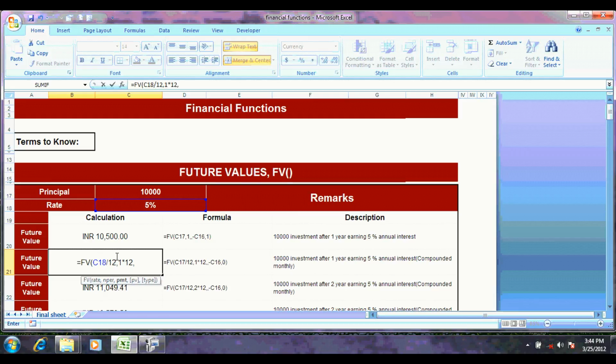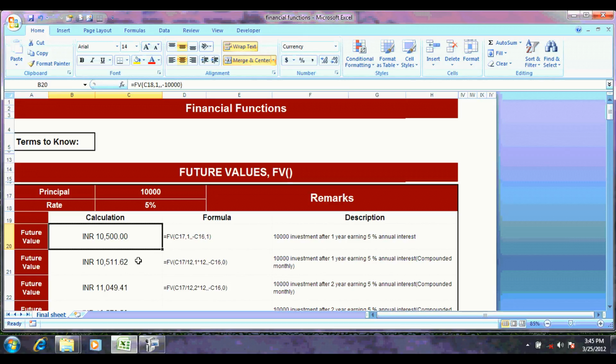Even in this case there is no monthly payment. PMT is monthly payment, so we'll just skip that. And PV is present value. Again, present value is this, that is C17, that 10,000 rupees. Enter. So it is 10511.